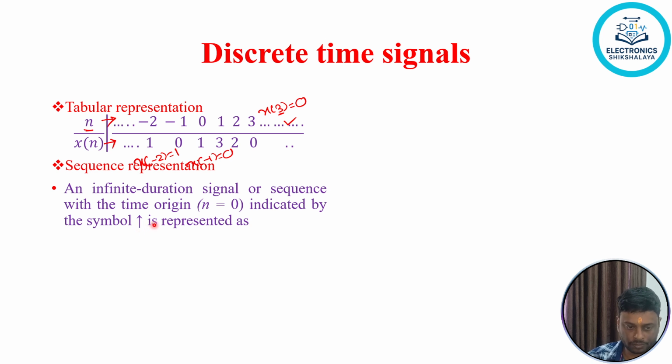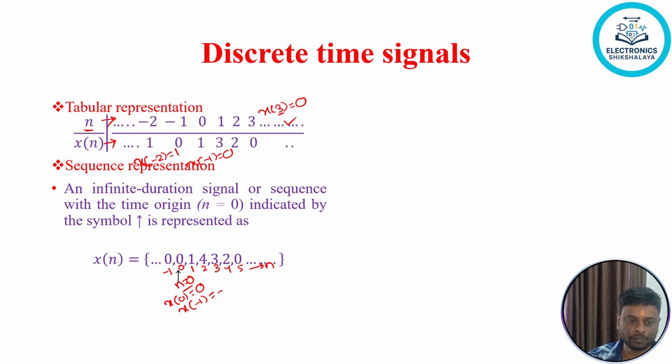Let us take an example. This is our x of n. There is an arrow mark, and this arrow indicates the origin, the reference, that is n equal to 0. So at x of 0, the value is 0. Similarly, at x of -1, the n value is -1, this n value is 0, this n value is 1, 2, 3, 4, 5. Likewise, these are the values of n.